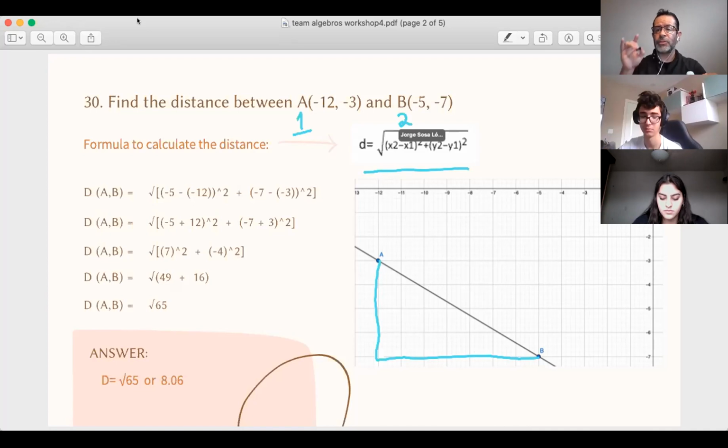So that's important because you're doing a subtraction. It's x2 minus x1 squared plus y2 minus y1 squared. So the order in which we do those for these expressions is important. And the rest are just calculations, okay? Well done, okay. Thank you very much, Fernanda and House Algebras, okay? Well done.